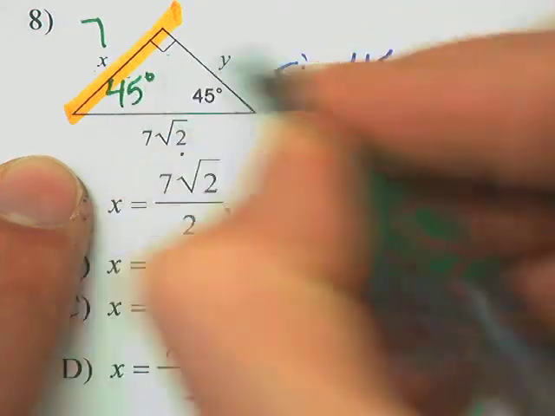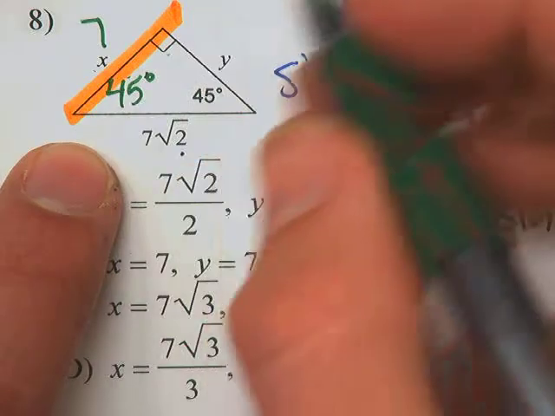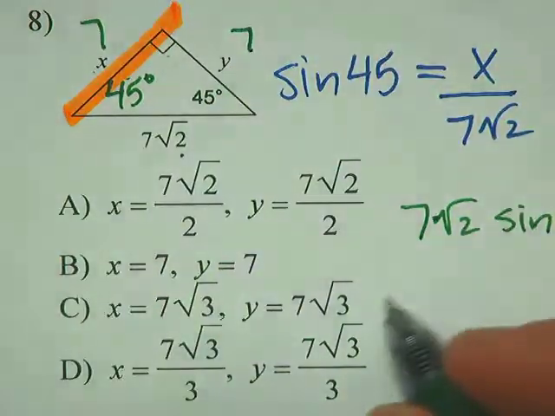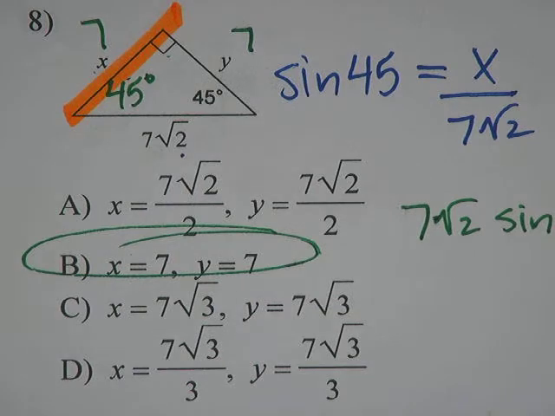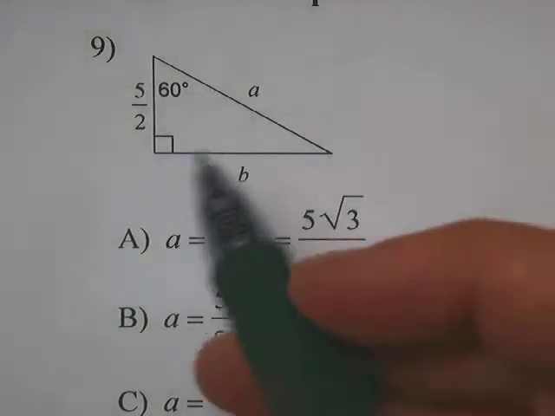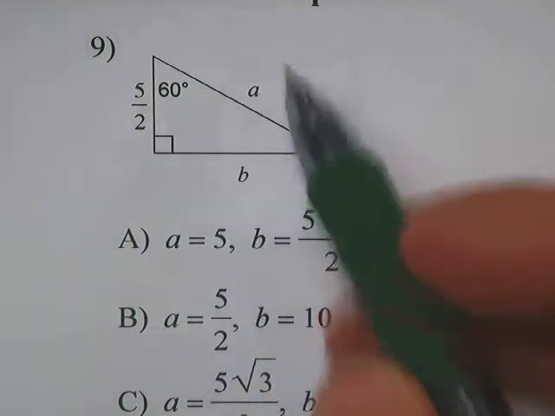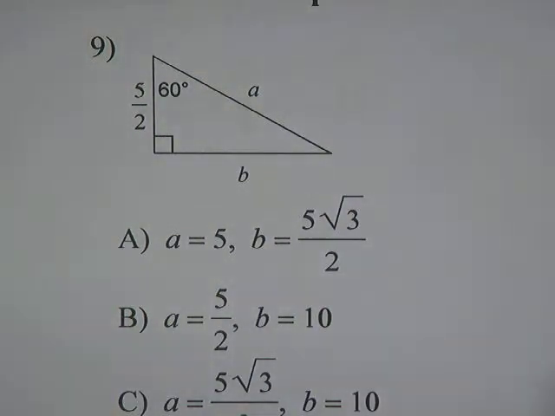Here's kind of a trick in some ways. Because this is 45 degrees and that's 90, 90 plus 45 is 135. 180 minus 135 is 45. Well, if this is 45 and that's 45, that means their opposite sides are equal as well. Okay?